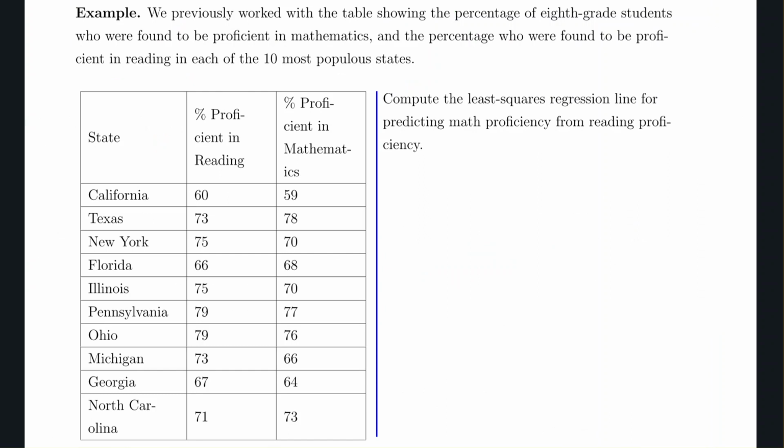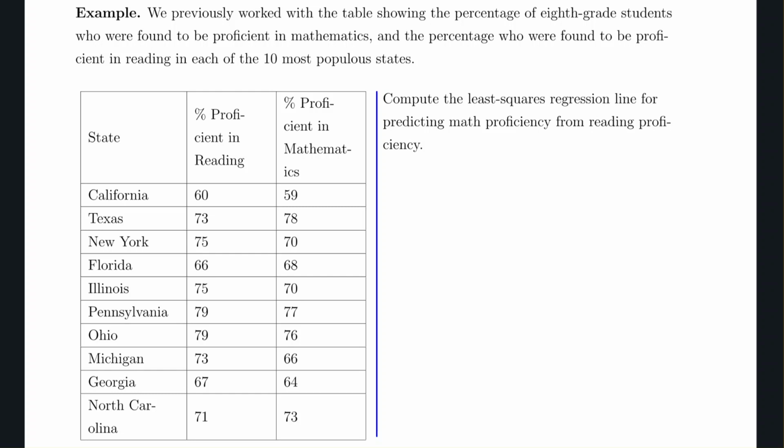Now, if you remember back to a previous video, we worked on creating a scatter plot based on the proficiency of 8th grade students who were proficient in reading and proficient in math. So we already drew our scatter plot for these data, and we already found the correlation coefficient. You can look back a few pages previous in your notes to find that example. We are now asked to compute the least squares regression line for this set of data.